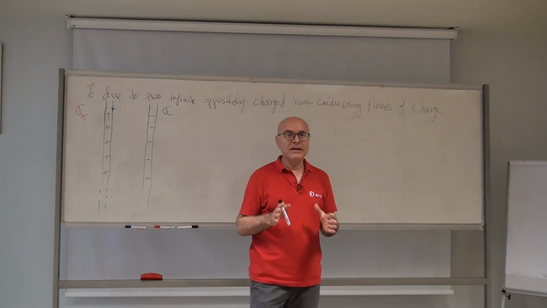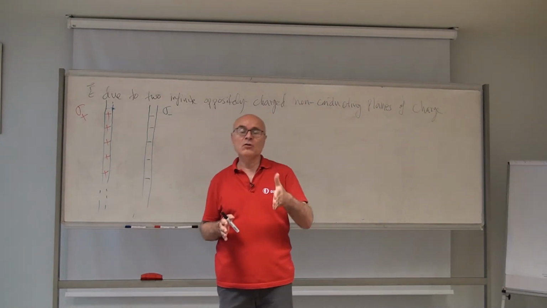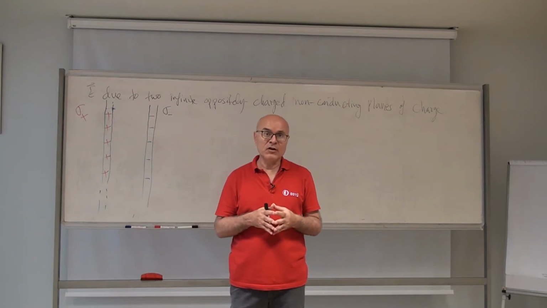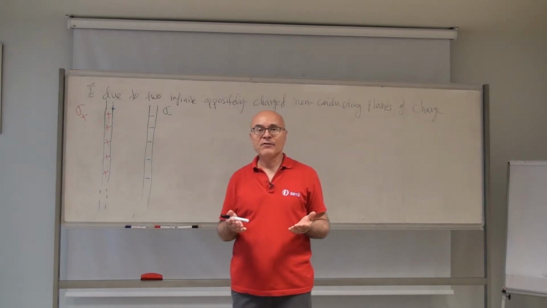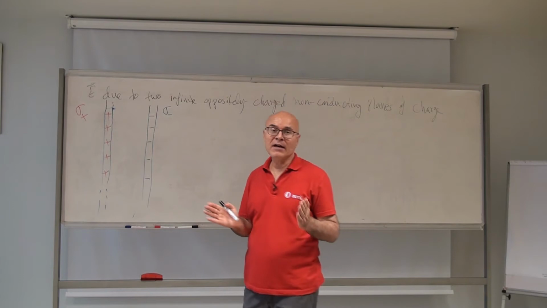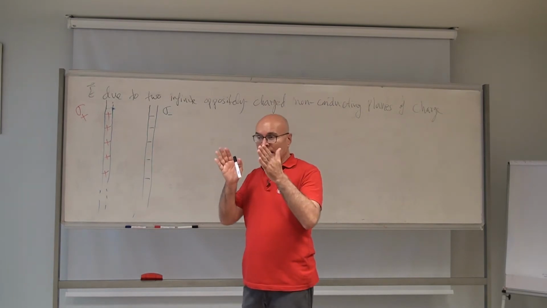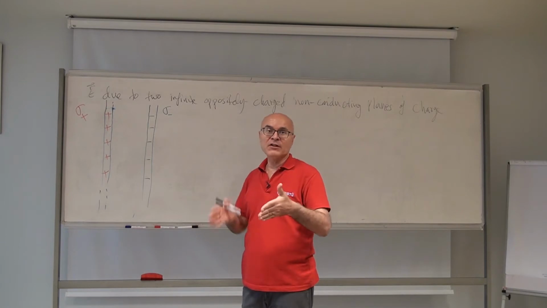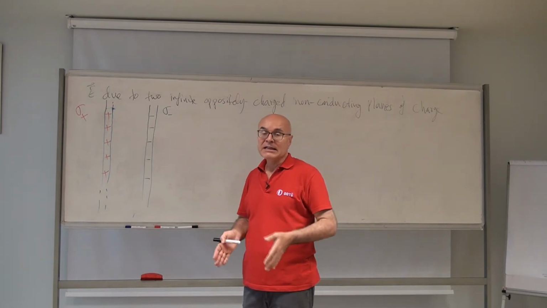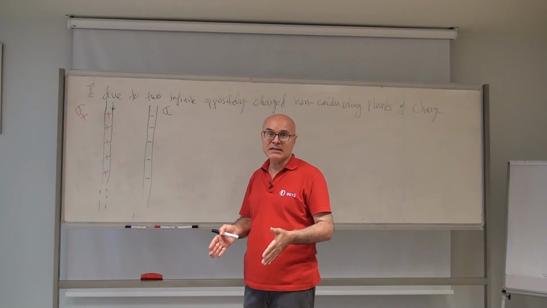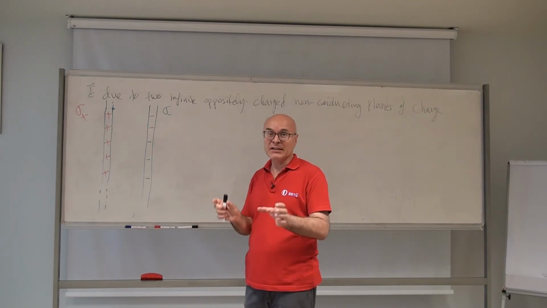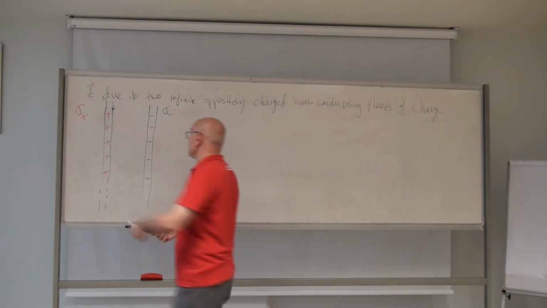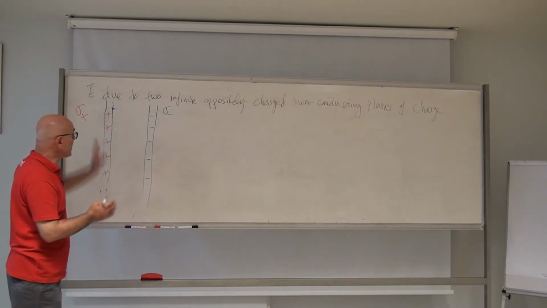Having calculated the electric field of an infinite non-conducting plane of charge, we can find the electric field when we have two identical infinite non-conducting planes. One is positively charged and the other is negatively charged, given that the charge density on each of them as a magnitude is the same. So this is a look at these two planes from the side.